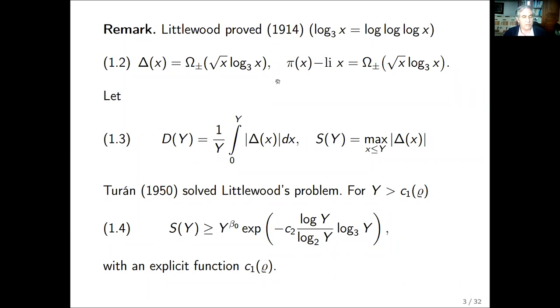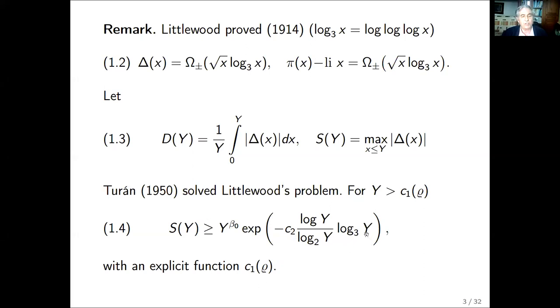We will talk just about the size of the oscillation, but in contrast to just concerning the oscillation, we will consider both the average value and the maximal value of the oscillation. Now, Turán was the first who solved Littlewood's problem in 1950, and he succeeded to give a lower bound for this maximum of delta x, and it was effective. I will emphasize that all the results which I will list later will be explicit, so that means C1 rho is explicit and C2 is explicit as well.